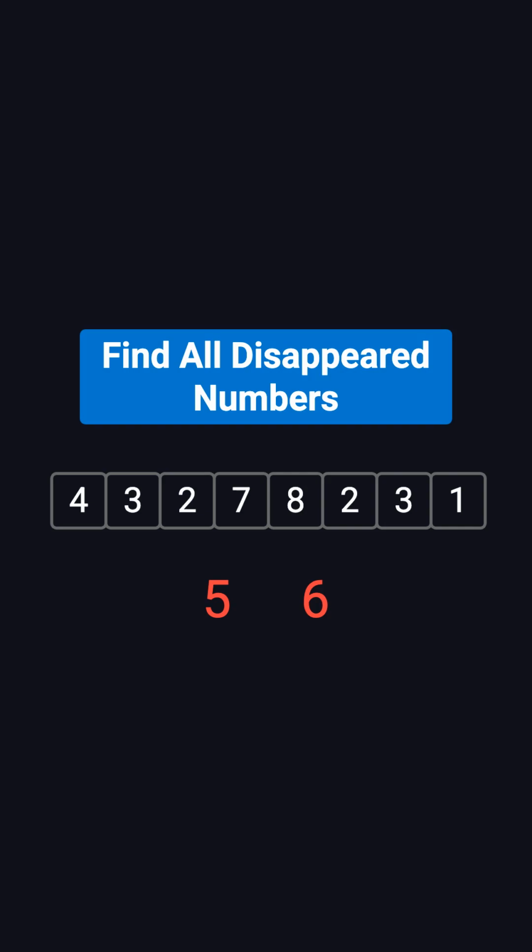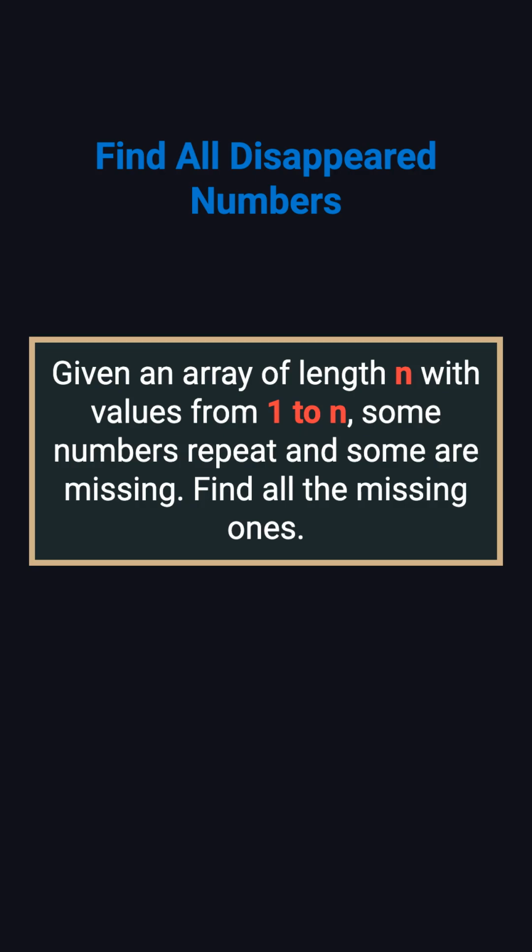Today, we're looking at a classic and surprisingly clever array problem, finding all the numbers that disappeared from an array. The problem is simple. You're given an array of length n, and every number is supposed to be in the range from 1 to n. But some numbers appear more than once, which means some other numbers are missing. Your job is to find all the numbers that never showed up.